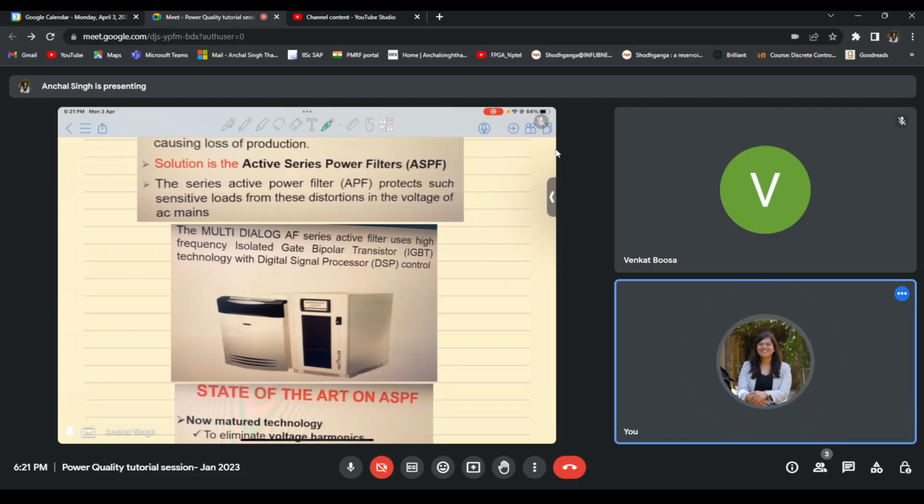So again, similarly, these are just terms, but can you say that the active series power filter, which suppose a multi-dialog company has made, might also be taking care of harmonic and reactive power compensation. So you have to look in the manual or some document of this product. What specifications is this product targeting?